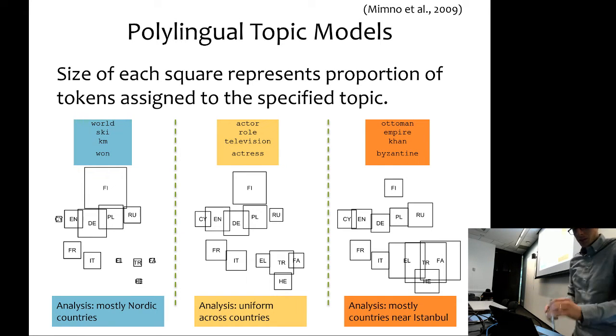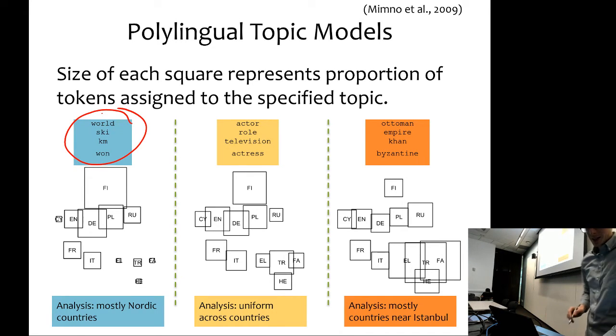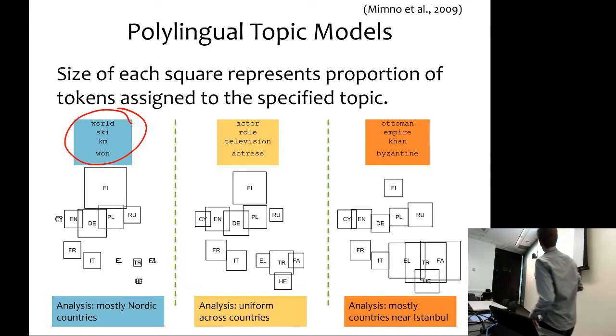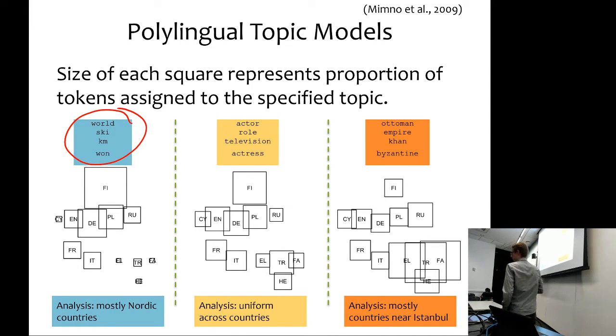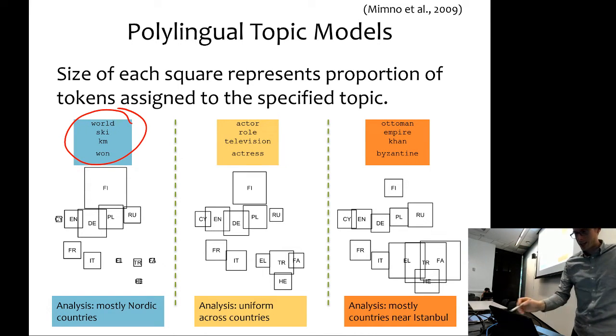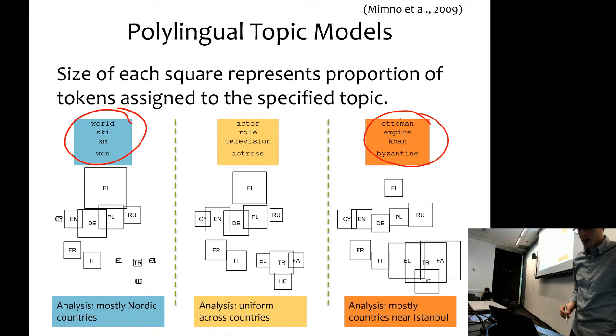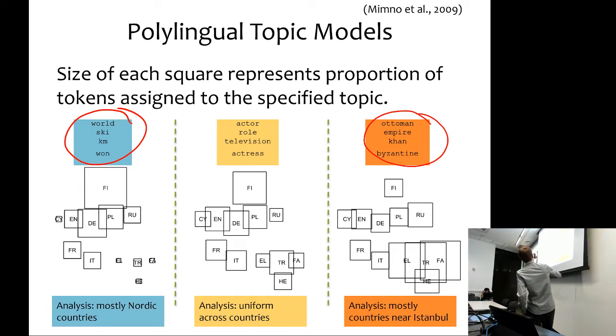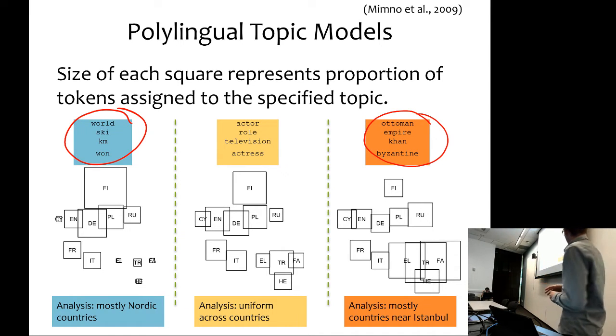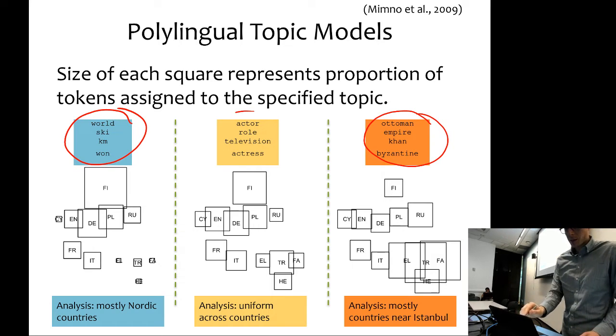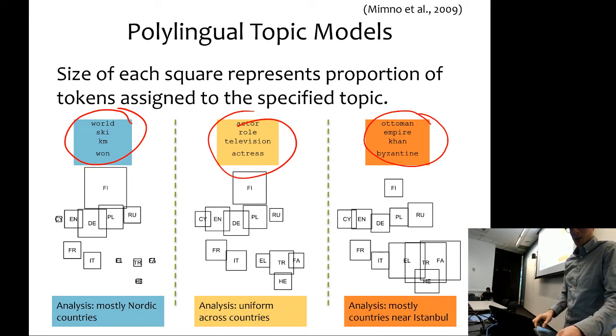So this particular topic, world, ski, kilometers, and one, appears mostly in languages spoken in Nordic countries, and Ottoman Empire, Khan, and Byzantine is appearing mostly in languages spoken in countries near Istanbul. And then there are other topics like this one about TV and movies that's maybe uniform across countries.